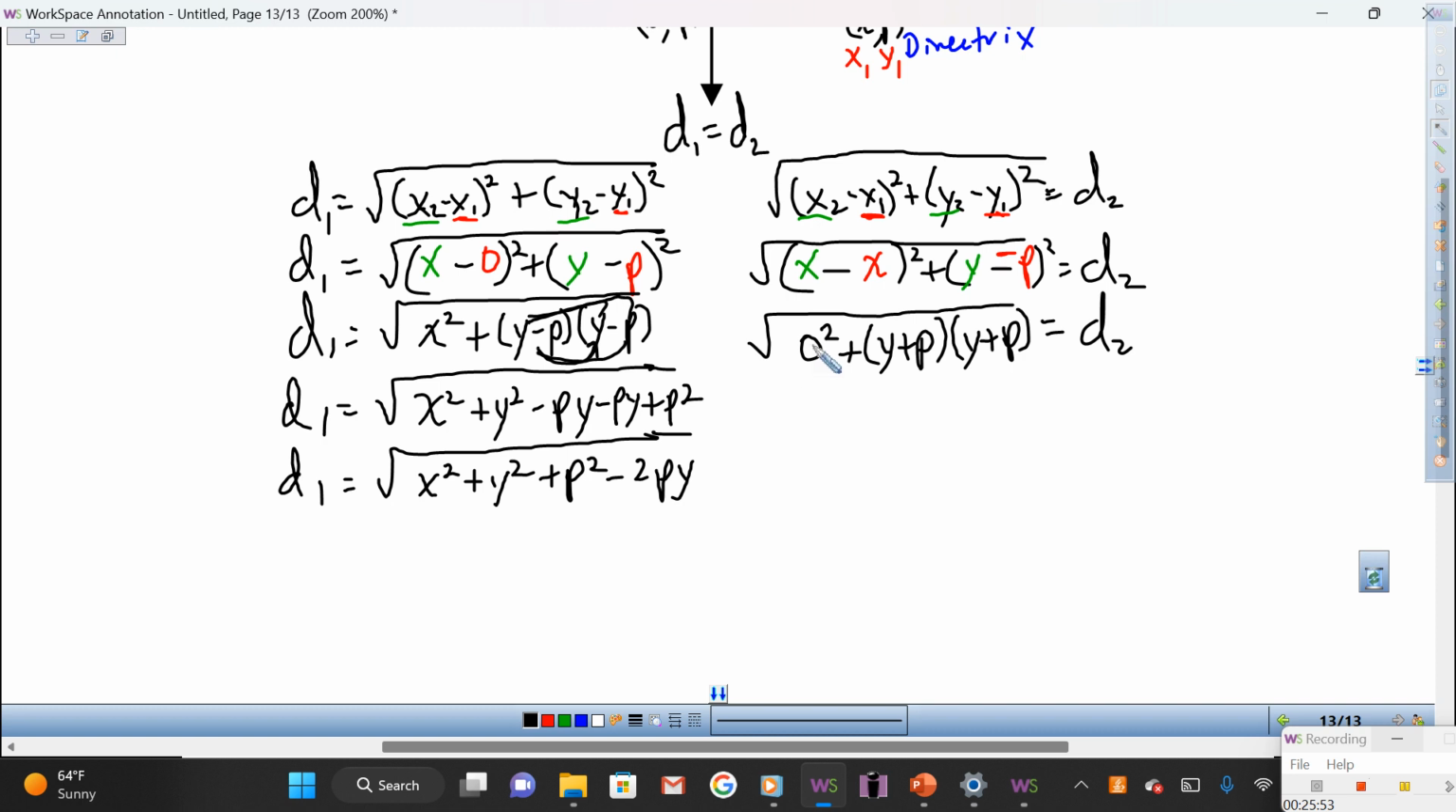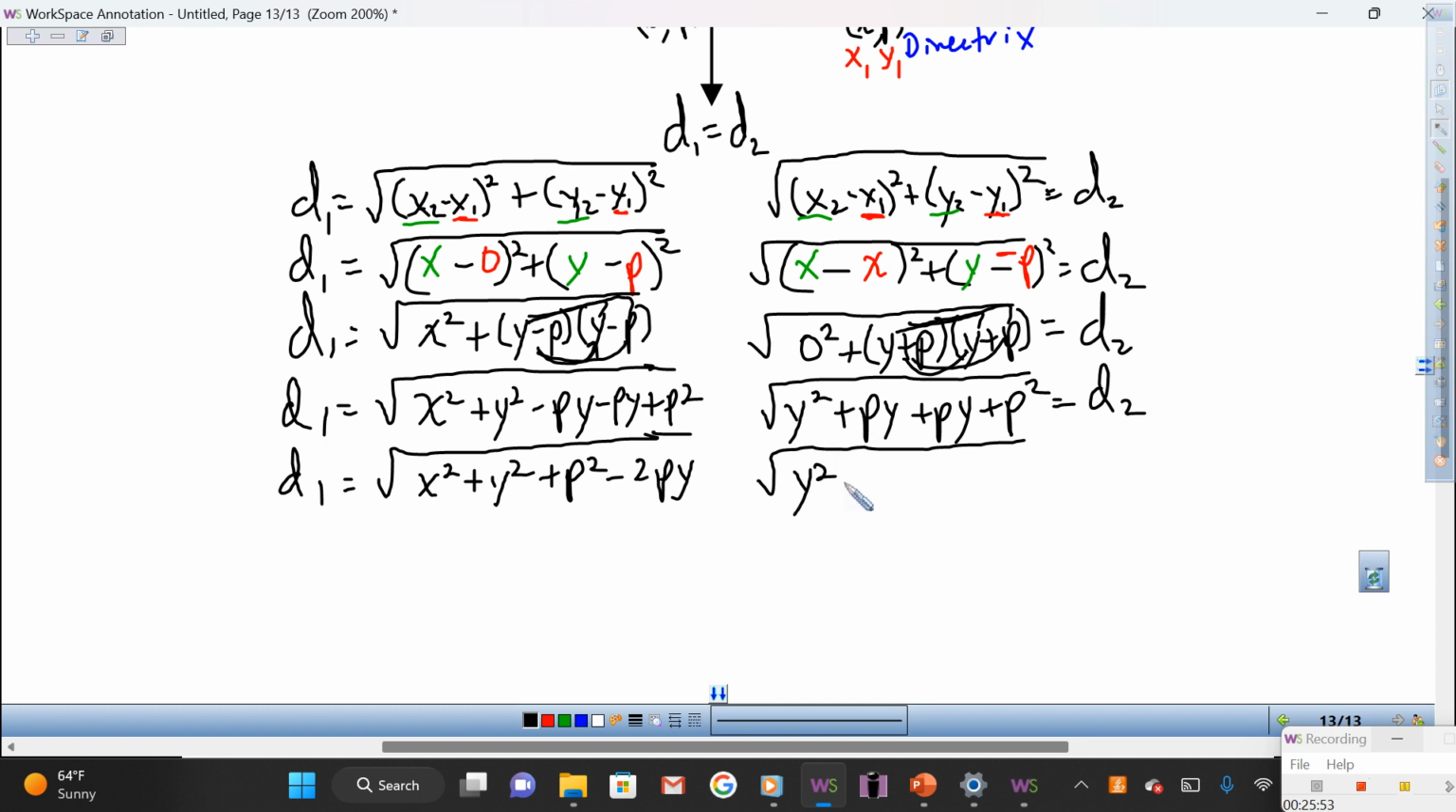All right. We don't need to write the 0. Let's multiply this out. What is y times y? Y squared. What is y times p? Py. What is p times y? Py. And what is p times p? P squared. And all that is our distance 2. And if we simplify that, we end up with y squared plus p squared. Py plus py is what? 2py. And all that is our distance 2. Copy that, please.